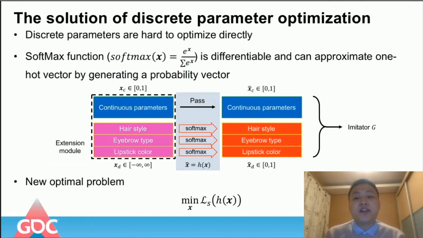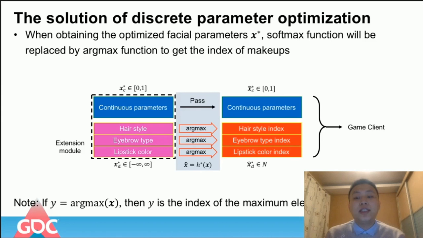In practice, some discrete variables such as hairstyle and eyebrow have a great impact on characters, but they are difficult to optimize directly due to the one-hot coding. To solve this problem, we consider one-hot coding as a probability vector and use the softmax function to convert an extra unnormalized vector xd into the probability vector x hat d before feeding the facial parameters into the imitator. Finally, we can construct a new optimization problem, which is LSHX, and it can be optimized smoothly. When the iteration stops and the optimized facial parameters are obtained, we only need to use the argmax function to calculate the index corresponding to the maximum value in the vector of each discrete variable for game characters on the hairstyle and makeup configuration.